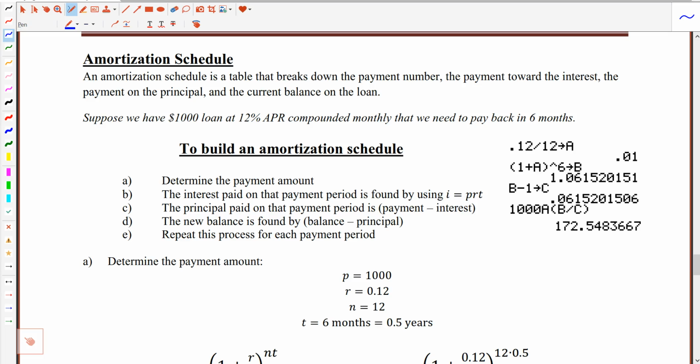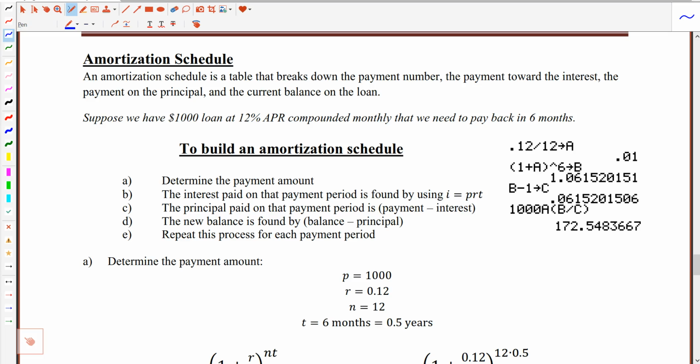We're going to work through an amortization schedule for a $1,000 loan at 12% APR, assuming that you're making monthly payments that you're going to pay off in 6 months. So I'm actually going to work through this schedule for all 6 months so you can see how your payments go toward paying off your loan completely.